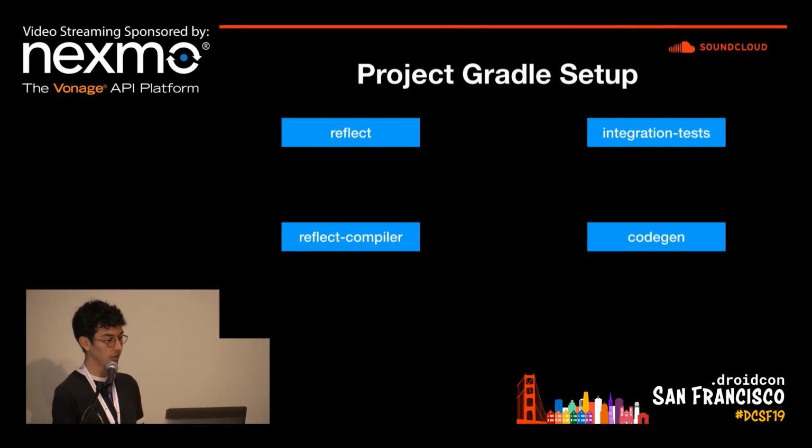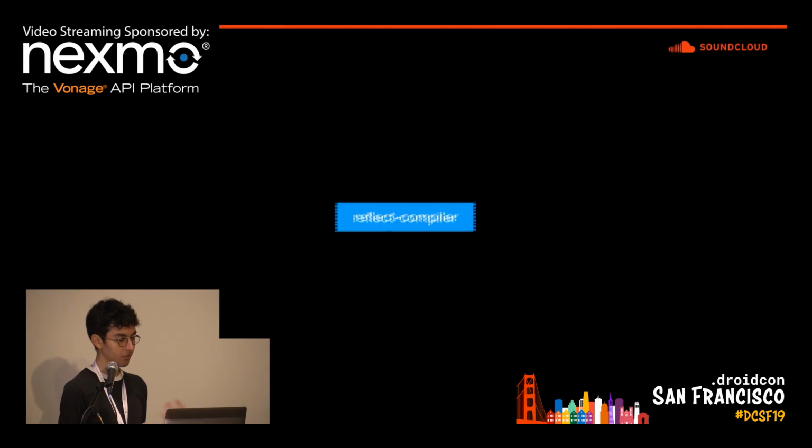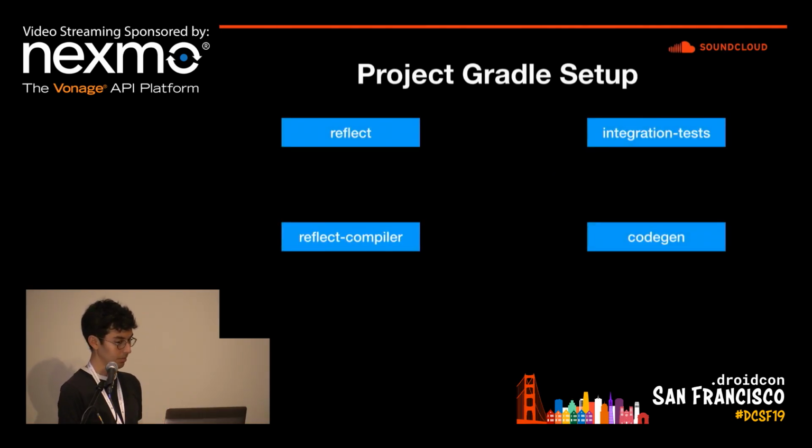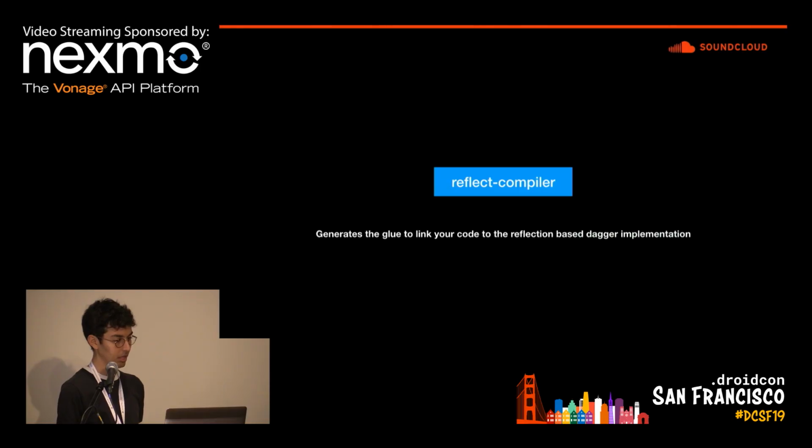So there's 4 Gradle modules in Dagger Reflect. There's the Reflect package, there's the Reflect compiler, which basically glues your written code with the Reflect runtime. Then there's also the integration tests. Sorry, the code gen is what generates the code. Anyways, I'll talk about all 4 of these in a sec. So first, let's talk about the Reflect compiler. The Reflect compiler is what generates the glue to link your code to the reflection-based Dagger implementation.